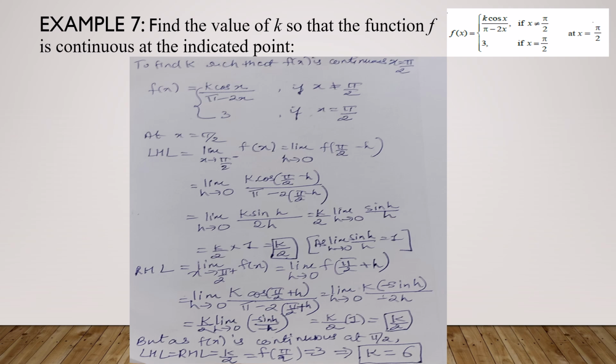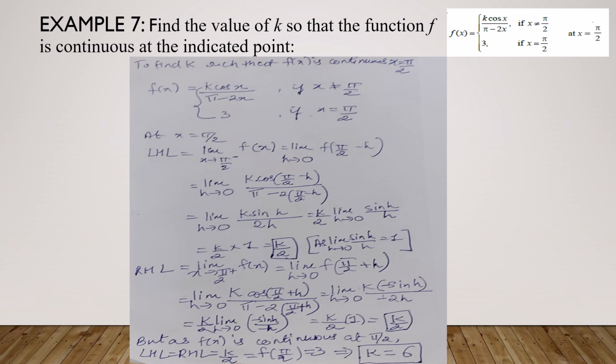So it will be minus of sine h upon minus 2h. Again over here, take k by 2 outside. So it is limit h tends to 0 of minus sine h upon minus h, which is 1. Again, this is k by 2. Correct? Now f(x) is continuous at pi by 2.